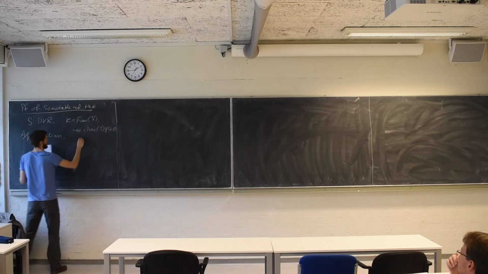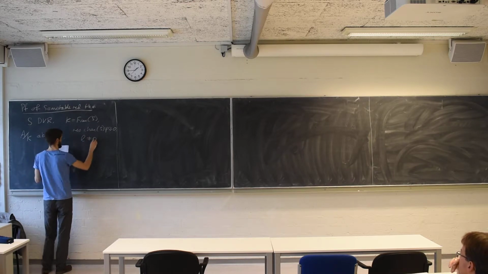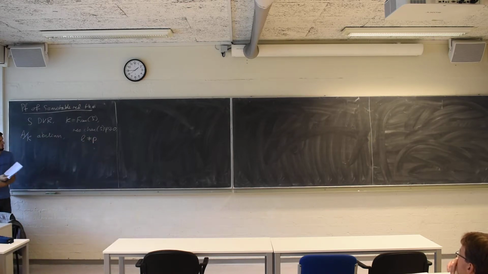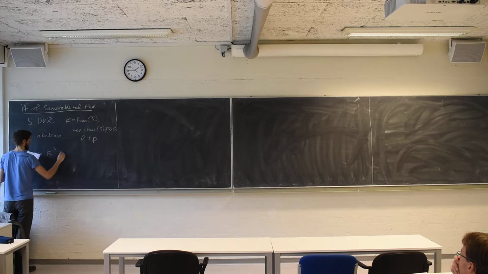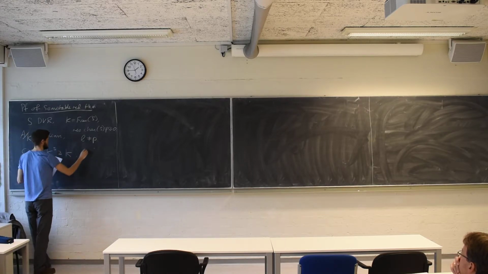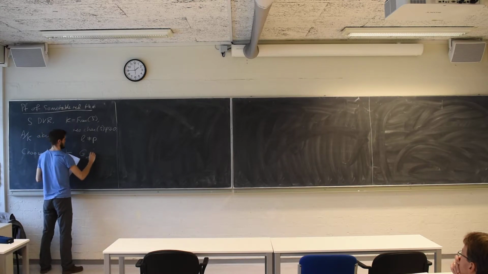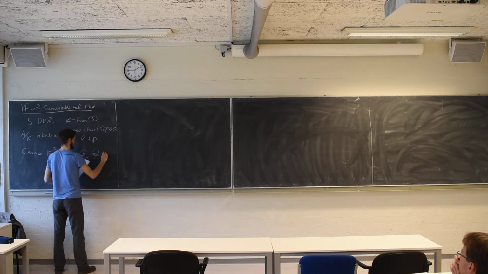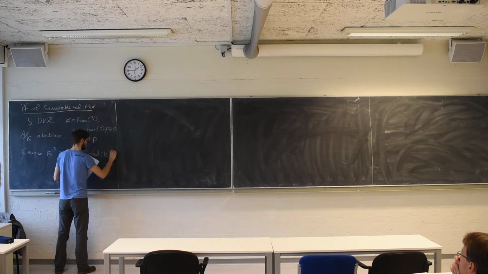And I'm going to have L a prime not equal to P. A lot of the things I say will also work in the case where L is equal to P, but things get more complicated, and I also don't need them, so I'm not going to do them. I'm going to choose a separable closure Ks of K, and I'm going to write Gk for the Galois group of Ks over K.